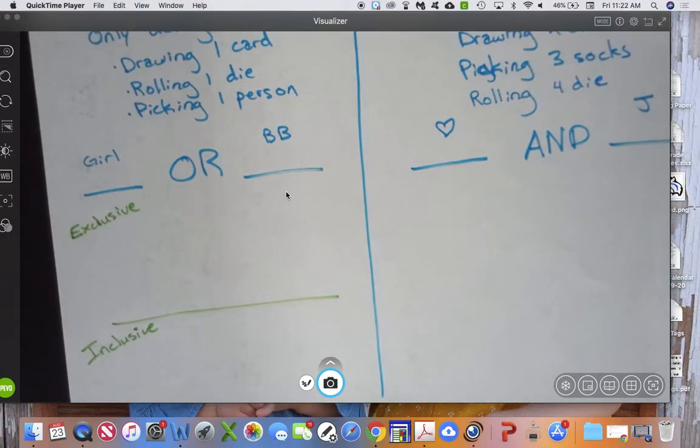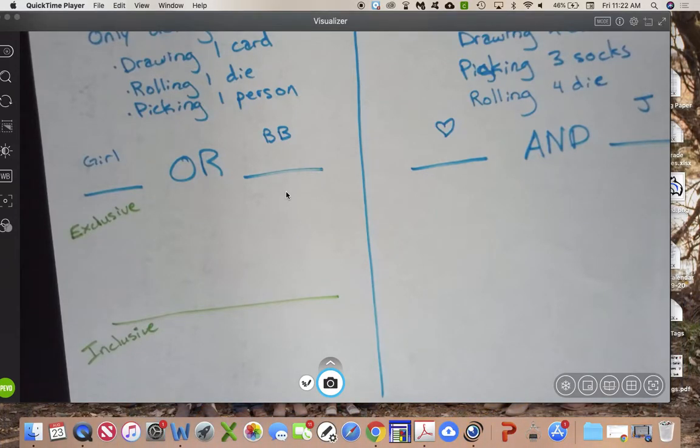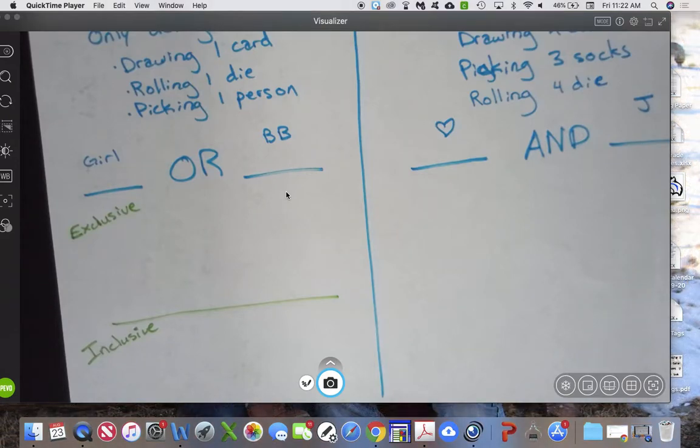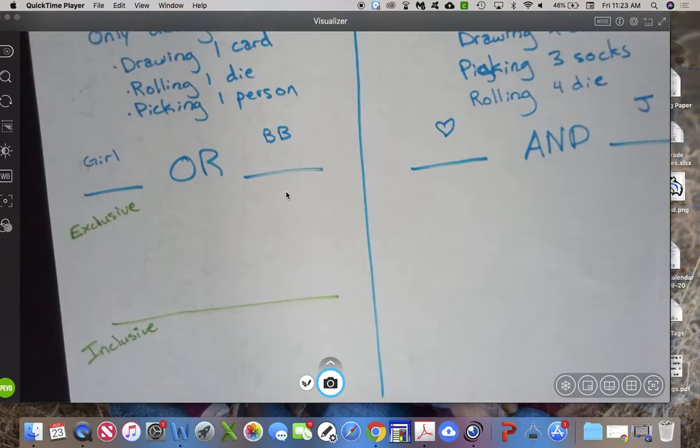So, in exclusive, should we do some dice or do you want to do cards? You guys comfortable with your cards or do you want to do dice instead? You'd rather do cards? You don't know your cards? We'll do some dice. Okay, let's do dice.